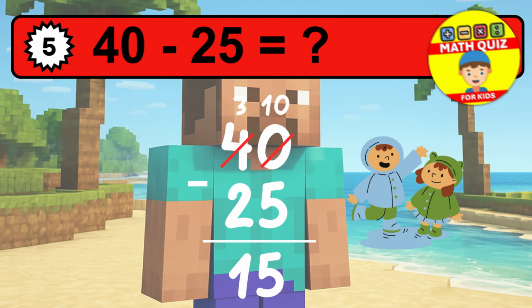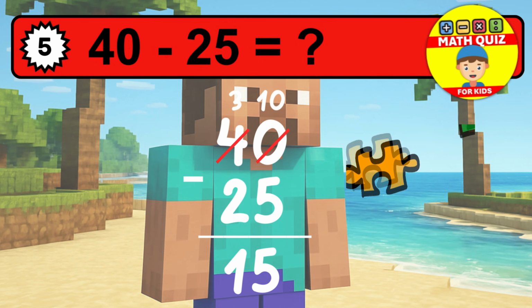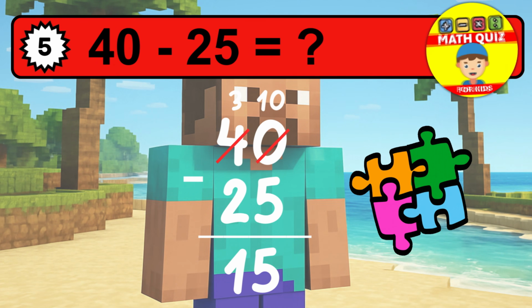Now we subtract. 10 minus 5 is 5. Then we go to the tens. 3 minus 2 is 1. The final answer is 15.